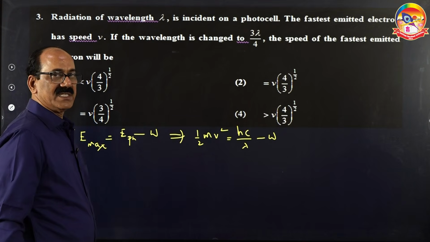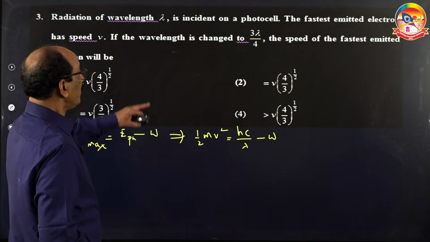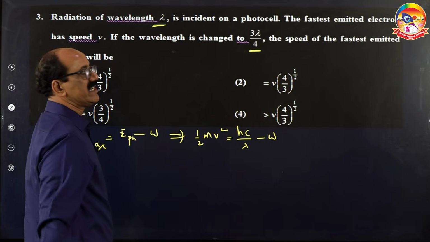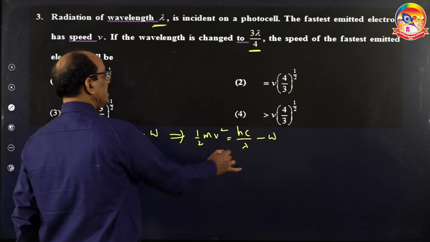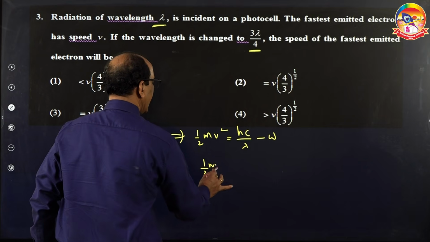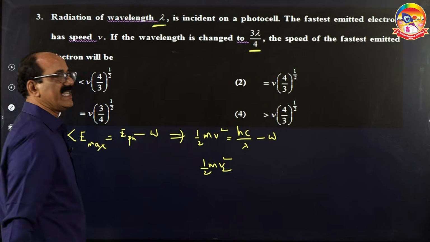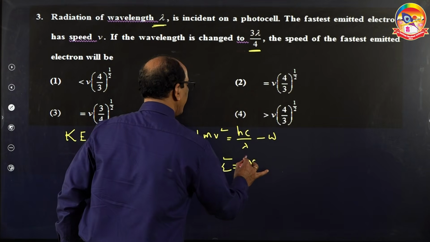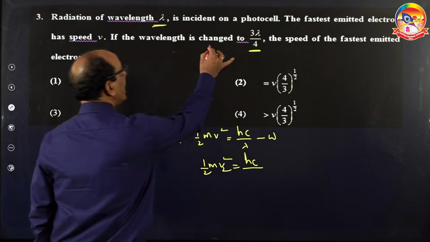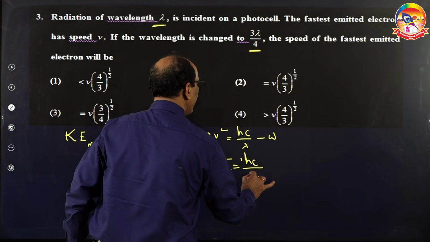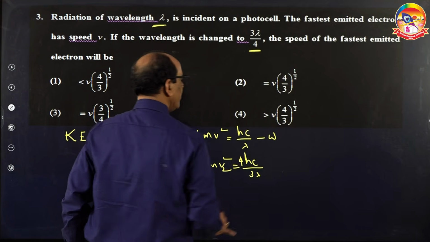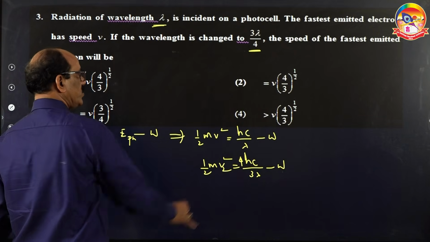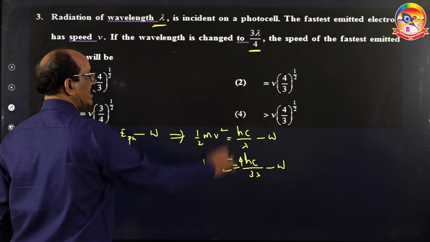For a given metal, the work function is the same. For the next radiation, 3 lambda by 4, the first radiation incident is lambda. So the next radiation is 3 lambda by 4. The kinetic energy of the fastest electrons changes, let me call it V2, it is hc by 3 lambda by 4, which happens to be 4 hc by 3 lambda minus work function. From these two we can arrive at what is required.